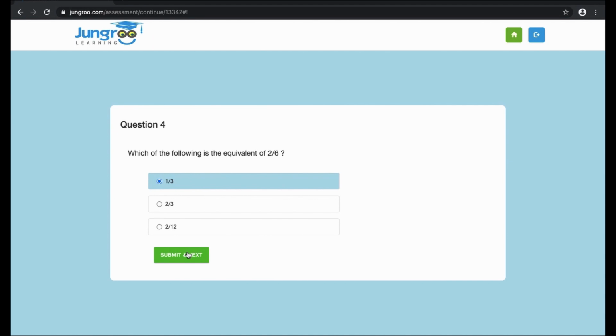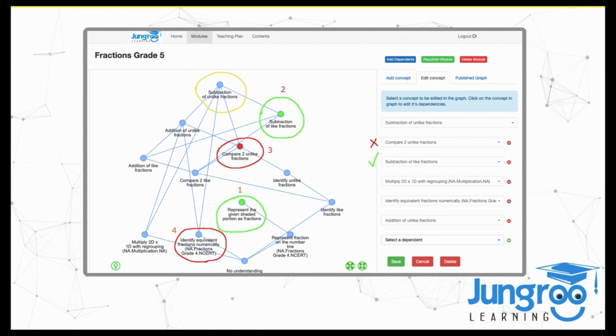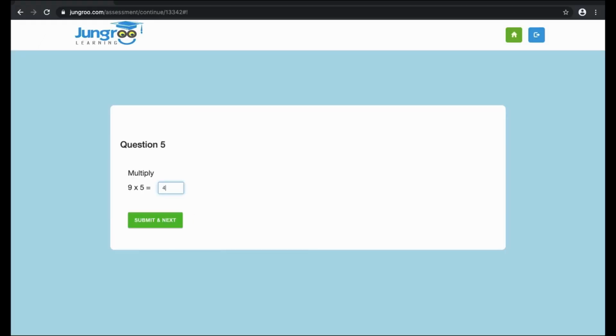Namratha gets this right. She gets her fifth question from the concept multiply 2d by 1d with regrouping. Let's find out why Professor Pi chose this particular concept for the fifth question. As Namratha answered the fourth question correctly, Professor Pi moves to the next dependent concept, which is multiply 2d by 1d with regrouping. So, the fifth question was from this concept. Let's get back to the assessment screen now.